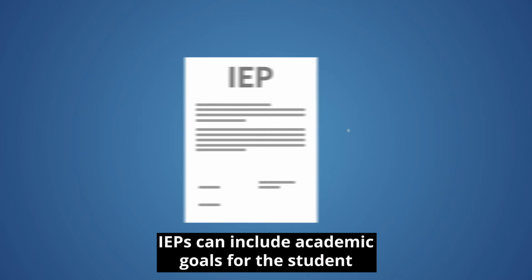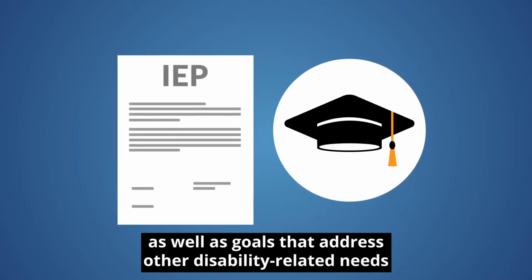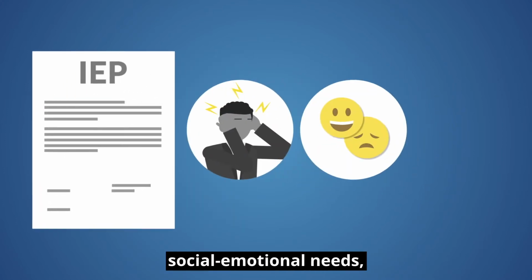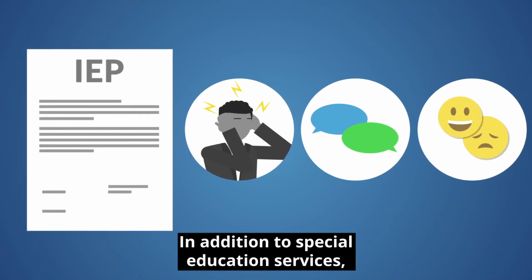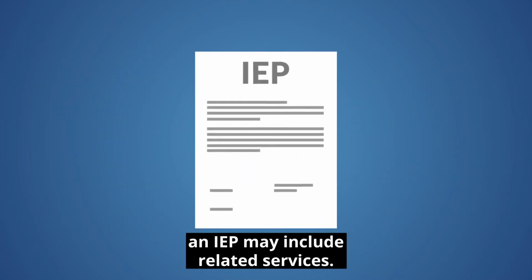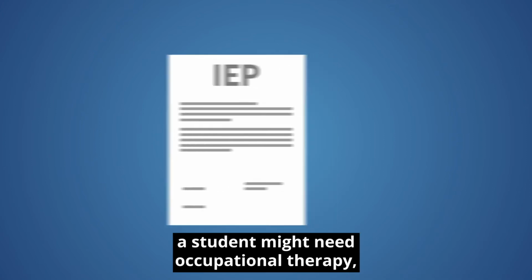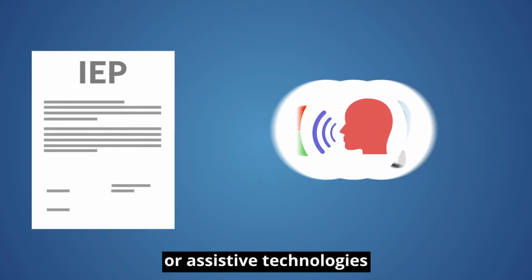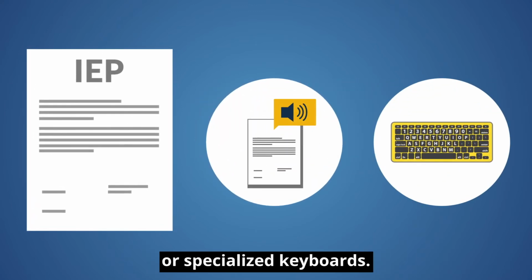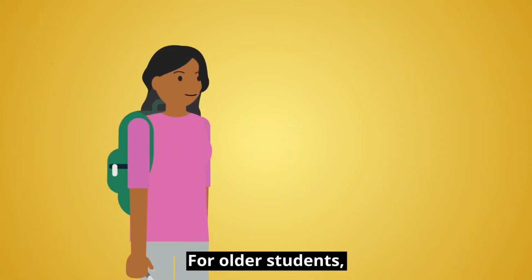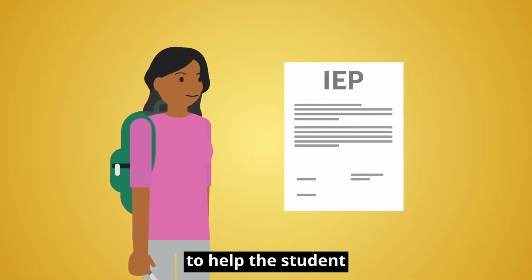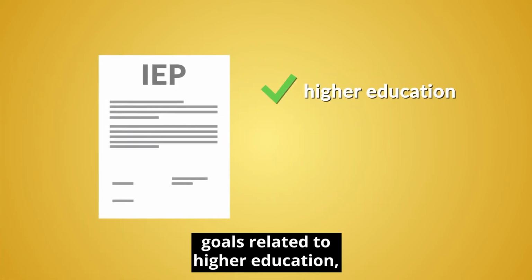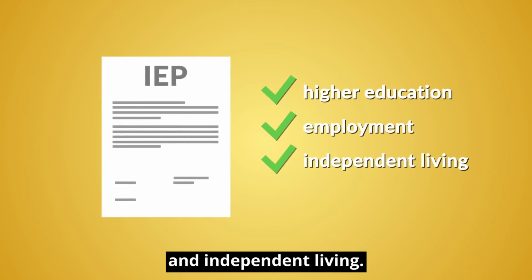IEPs can include academic goals for the student, as well as goals that address other disability-related needs that impact the student at school, like behavior, social-emotional needs, or communication. In addition to special education services, an IEP may include related services. For example, a student might need occupational therapy, physical therapy, speech therapy, or assistive technology like screen reading software or specialized keyboards. For older students, an IEP must include a transition plan to help the student prepare for life after high school. Transition plans may include goals related to higher education, employment, and independent living.